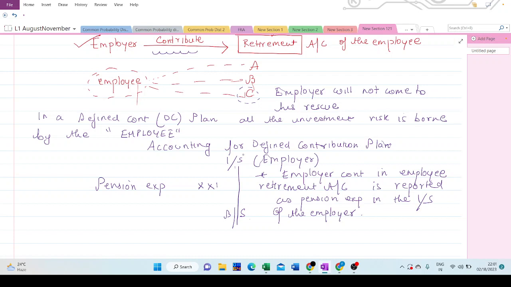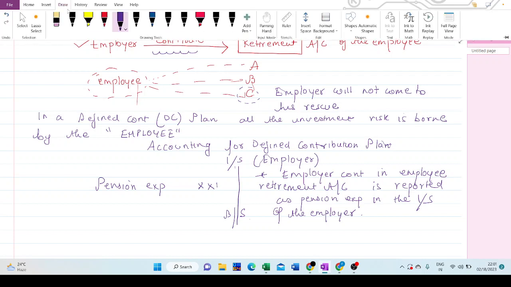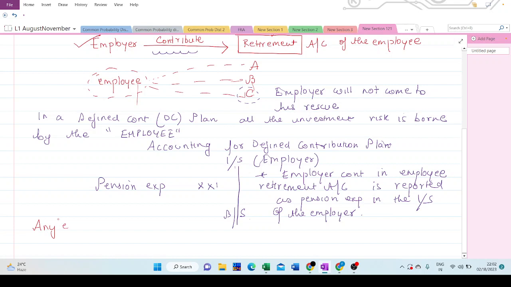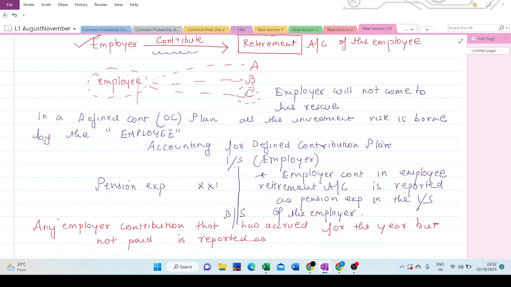But say if the employer has not paid any accrued employer contribution, right? If some employer contribution had accrued for the year, but the employer has not paid it, then that unpaid contribution would be recorded as a liability. So write this down as well. Any employer contribution that has accrued for the year but not paid is reported as a liability in the employer's balance sheet.